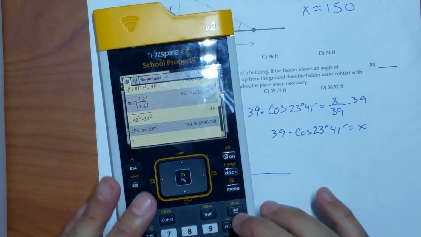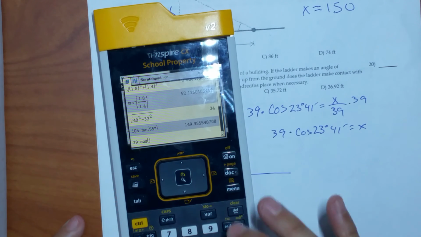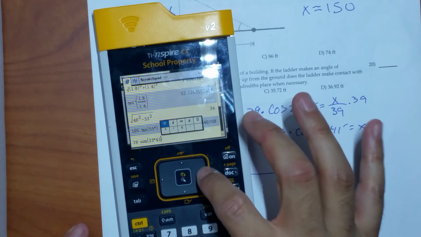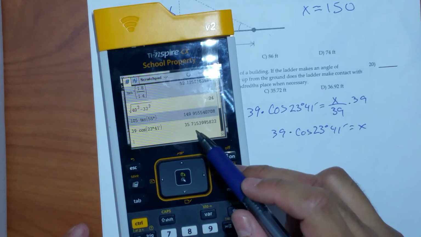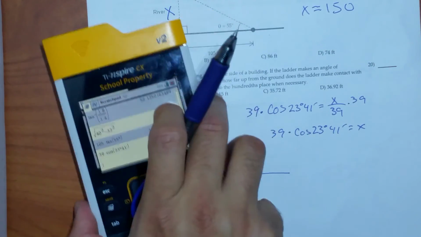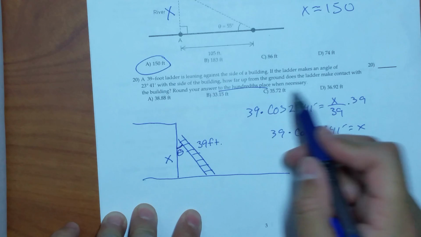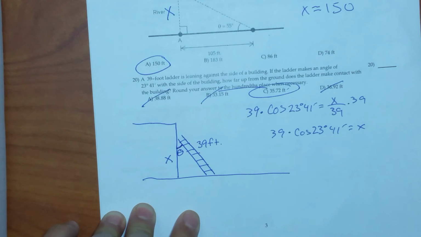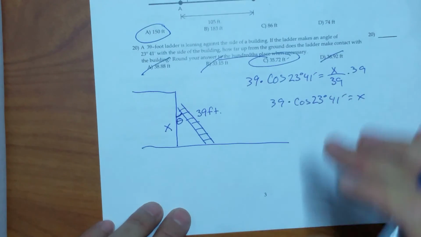So 39 times cosine 23 degrees 41 minutes. Close it, enter. So 35.715. It says round to the hundredths place. So 35.72. So it's not that, it's not that, not that. 35.72. There you go. All right.